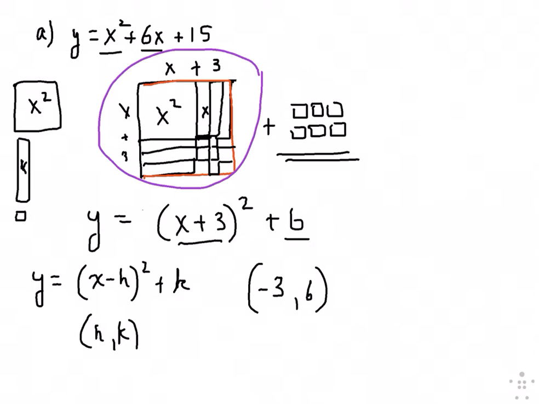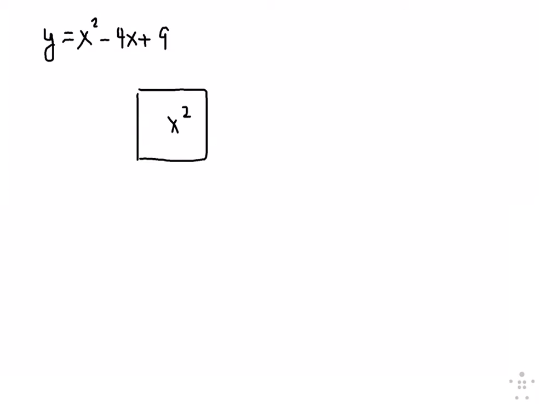Okay, let's do another one. Let's do B. Okay, so let's make some space here. So B is y equals x squared minus 4x plus 9. Okay, so vertex form again. So I'll put my big x squared tile here, right? X squared. And I'm subtracting 4 x's here. So that would be red, I don't know how to convey that, it'd be the red side of the tile if we were using algebra tiles.